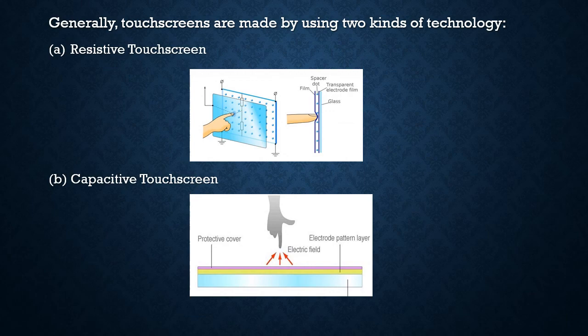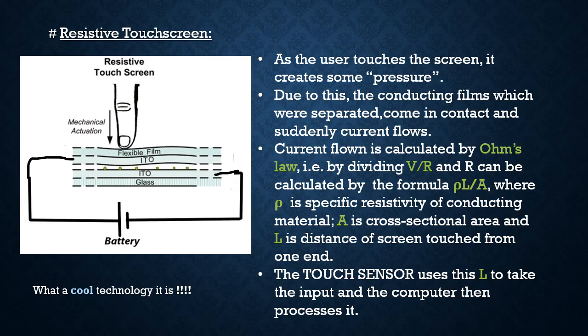So generally, touch screens are made by using two kinds of technology. First is the resistive touch screen one and the capacitive touch screen. So now let's see the working of a resistive touch screen.